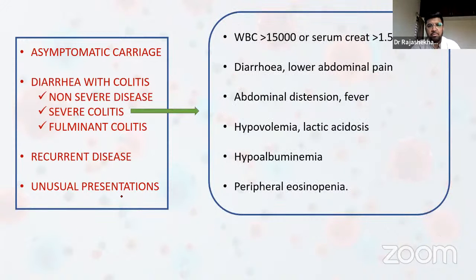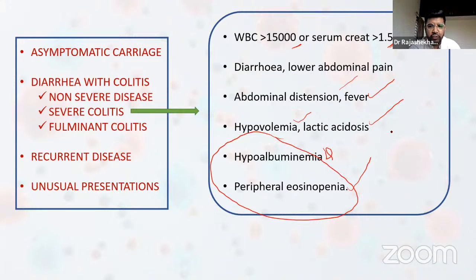And sometimes the disease can become severe, with the leukocyte count going above 15,000 and creatinine increasing, with an acute kidney injury. The patient can have a very high grade of fever and abdominal distension. The patient can have dehydration secondary to the recurrent diarrhea and may have a lactic acidosis. Hypoalbuminemia can also be there, with peripheral eosinopenia. So any patient who is improving from the antibiotics, now having diarrhea, presenting with leukocytosis, eosinopenia and low albumin, you need to suspect severe CDI.